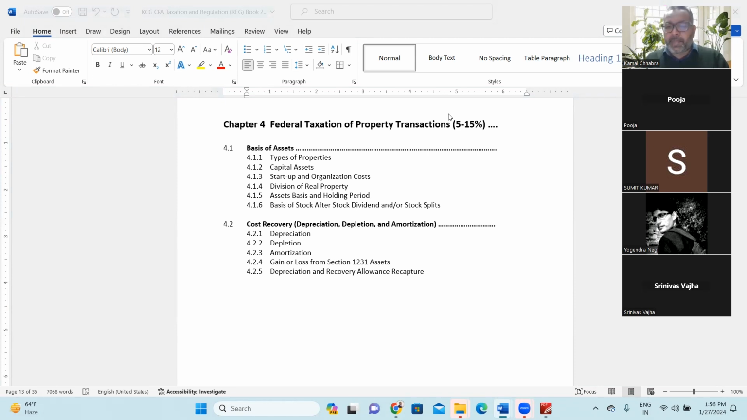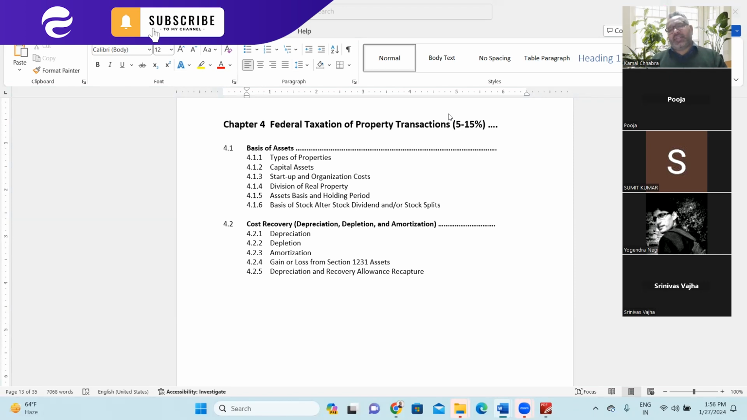Then we'll be understanding the concept of depletion. Depletion is majorly used for natural resources, right? Natural resources like oil, gas, coal, mines. Those all things we'll be understanding. And the last one is amortization. Amortization is majorly for intangible assets, right? So we'll be understanding how we need to amortize the respective category of intangible.